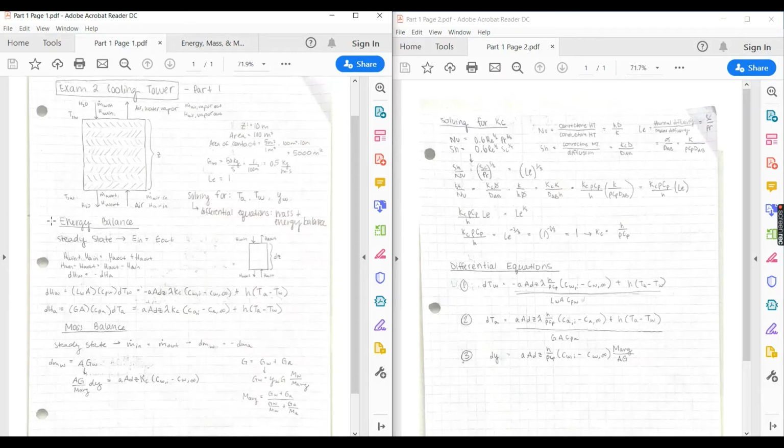First, we will look at an energy balance for the system using a control volume, which looks at a small slice of the column of height z, so that we're looking at this small change in height of the column, dz. The cooling tower is in steady state, meaning that the energy going into the tower is equal to the energy coming out of the tower.